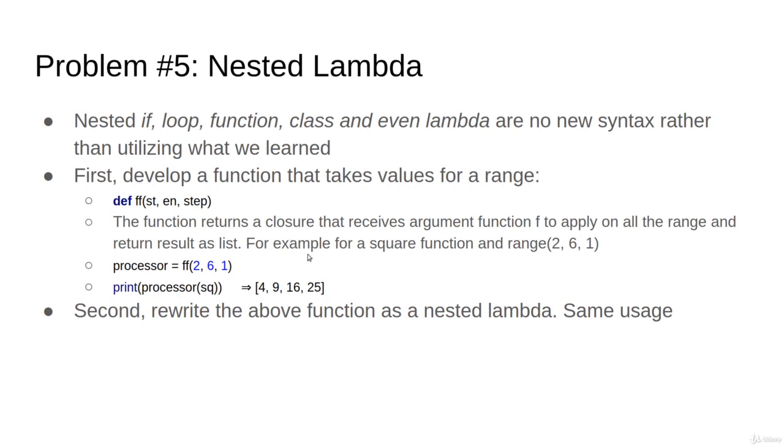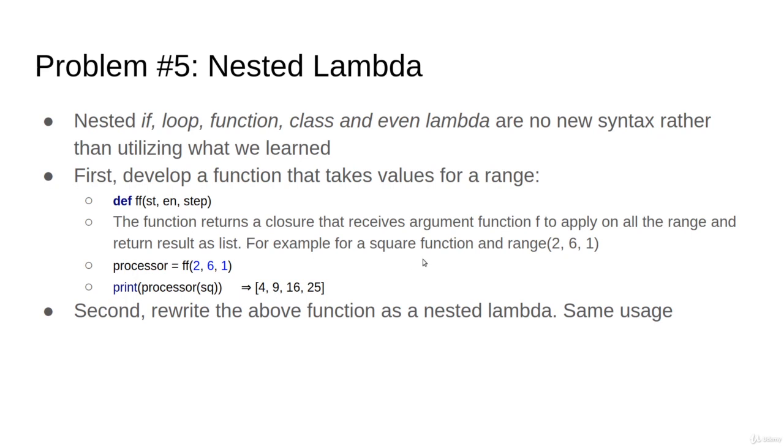Let's see an example. Assume the function that we will pass is the square function, and the range is 2, 6, and 1. The code goes as follows. First, you call ff with the range 2, 6, and 1, and it returns a processor. This is a closure function. Now we pass to the closure the square function. It will iterate over the range. The range is 2, 3, 4, 5. And apply the square function on every one of them, which will be 4, 9, 16, and 25. I hope you understand now what this function is doing. It is a function returning a function that in the future will receive a function to apply on all of the elements here.